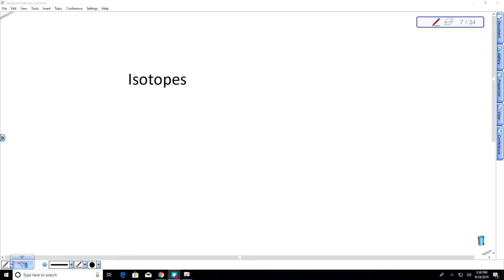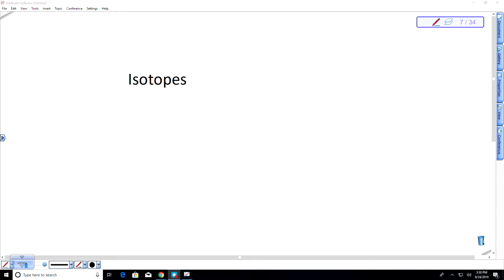Okay, so in this lecture, I'm going to talk about isotopes, and then we'll talk about how isotopes can be used medically. You'll remember from our discussion of atoms that the nucleus contains the protons and the neutrons.